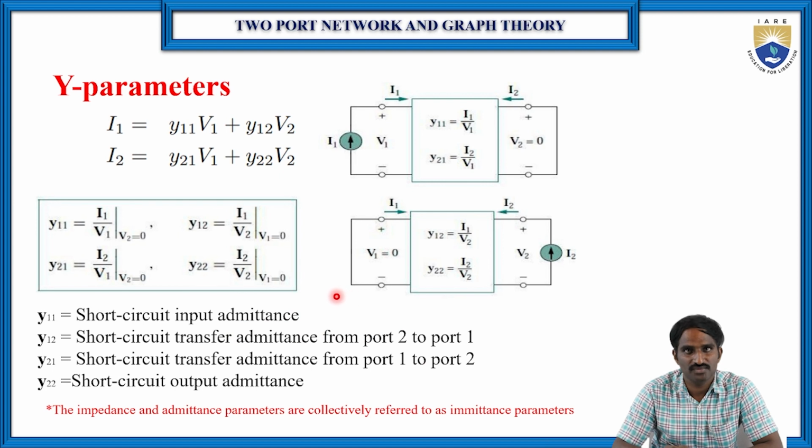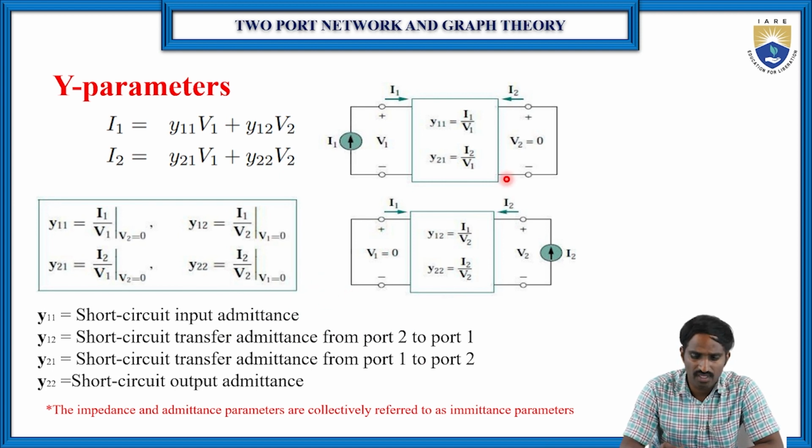Here, in the same way, we initially short-circuited the secondary terminal, which is the output terminal. So the voltage across the short circuit is 0, which means V2 is 0. And by getting V2 equal to 0, we can calculate Y11 and Y21.